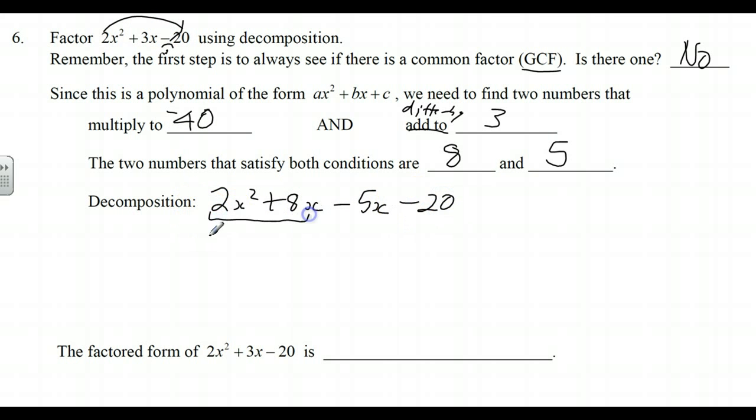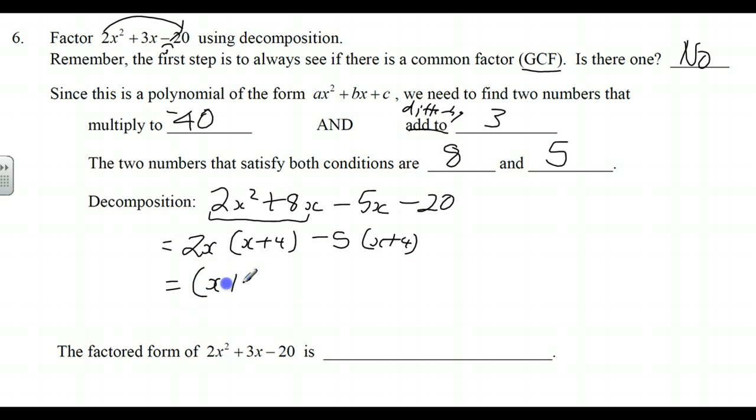Factor by grouping. So this factor is 2x, giving me x plus 4. Now, here's the thing. I need an x plus 4, right? You have to have that. And what do I take out here? It'll be minus 5, right? Minus 5x minus 20. Just watch and see that you can rebuild the original, right? 2x squared plus 8x minus 5x minus 20. So everything's good.